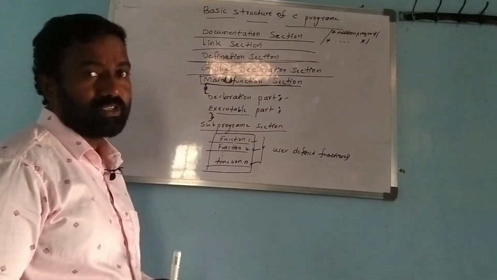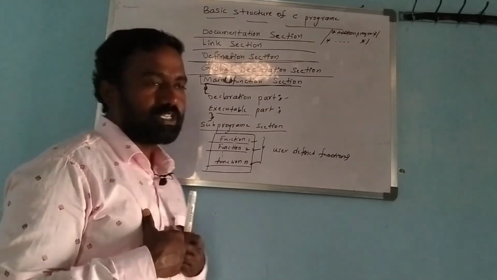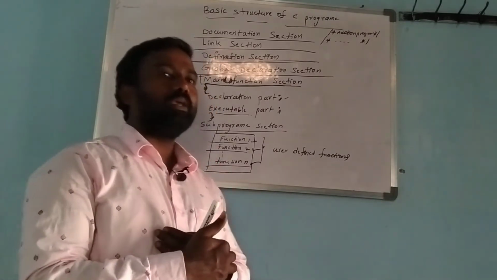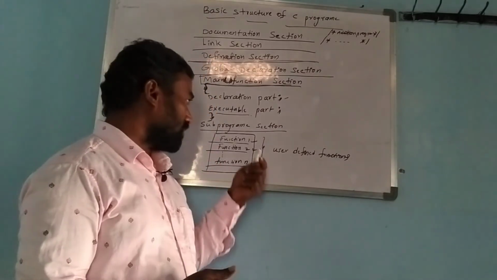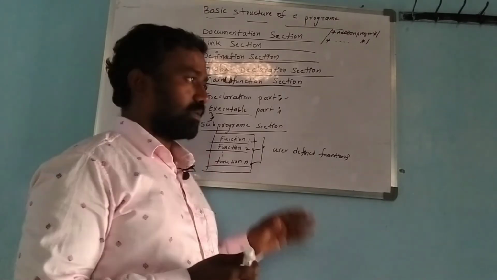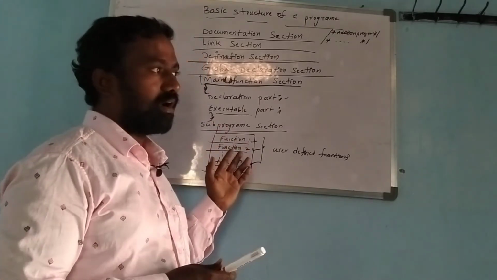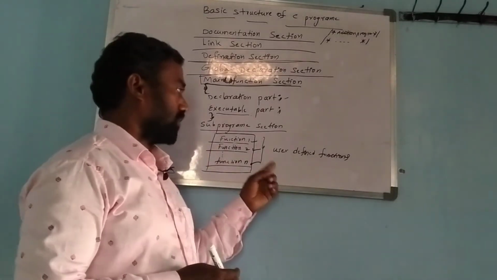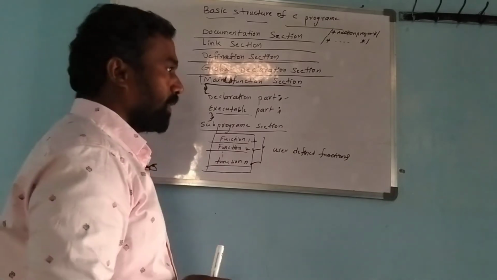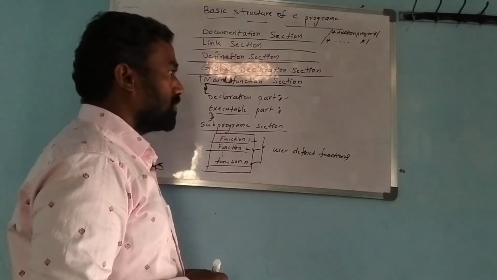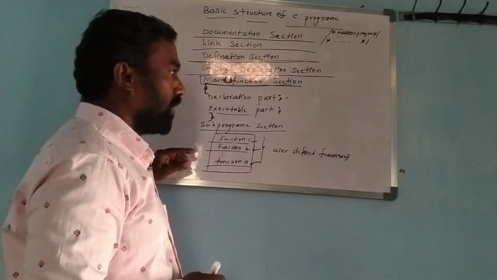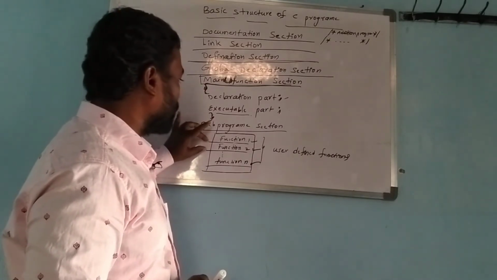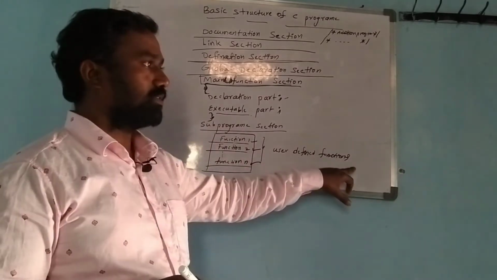What is meant by user defined functions? The function which is created by us, the programmer. The programmer can create these user defined functions. The sub-programming section contains a number of functions, that is, user defined functions. Okay, so this is the main function which we have to execute. So in the sub-programming section we have function 1, function 2 and function 3, the user defined functions.